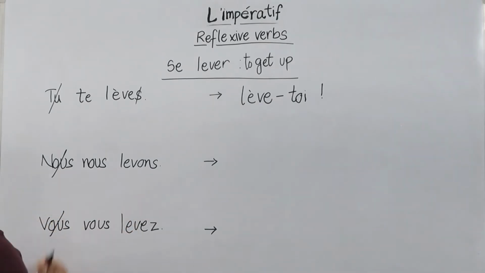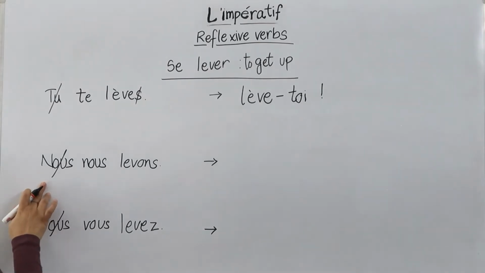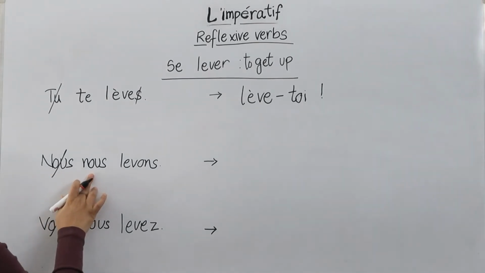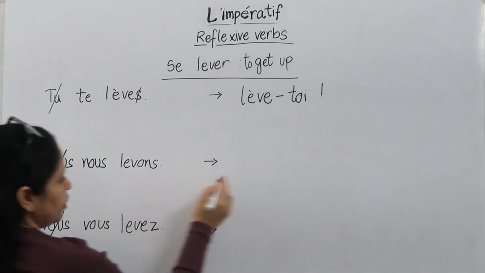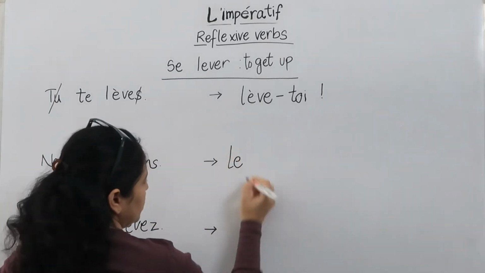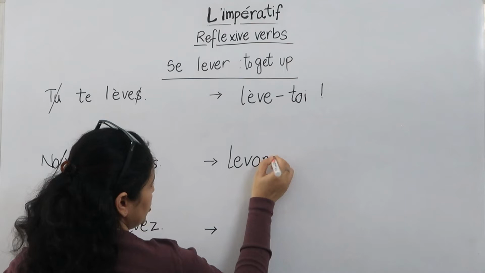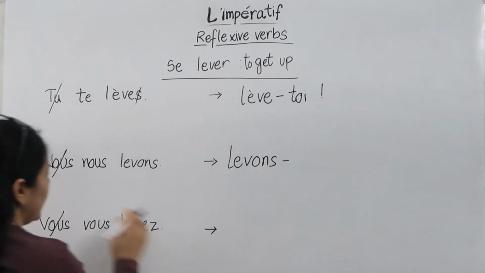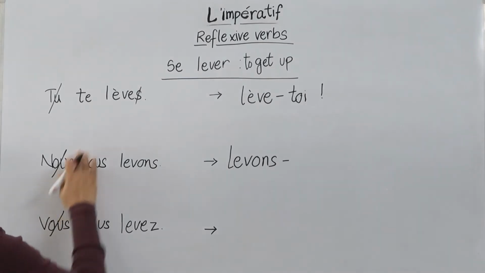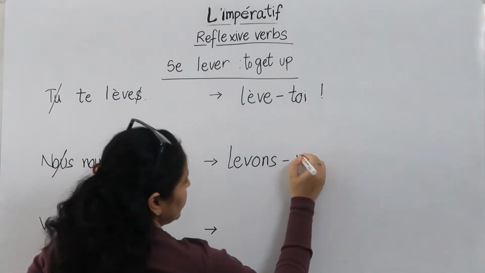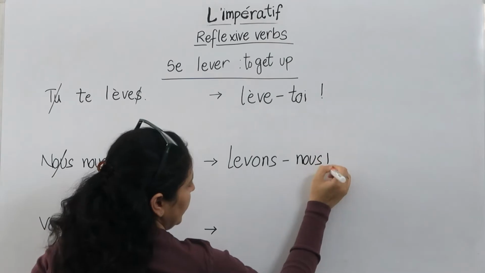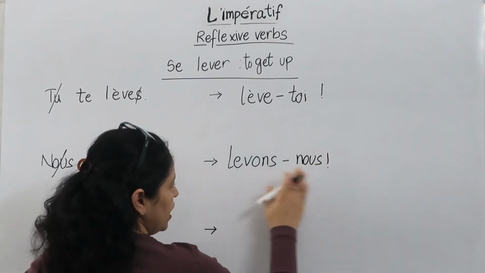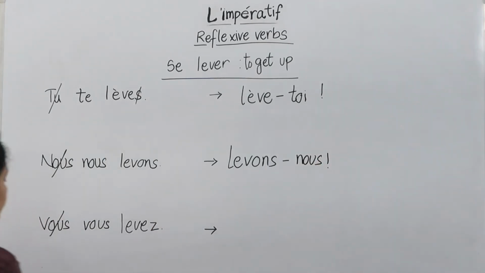Nous nous levons. Again, if I remove this subject pronoun, the pronom sujet, I still have this nous in front. First, I will write only the verb. As per the rule, again, I only need my verb in the beginning, which is levons. Again, I will put a hyphen in the middle, and I will bring this reflexive pronoun at the back. Nous will remain as nous only. And now, with the exclamation sign: levons-nous! Let's get up.